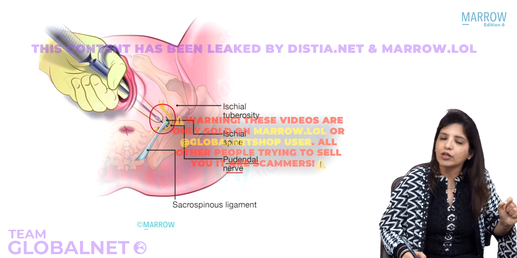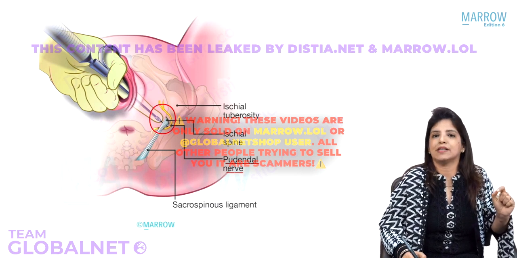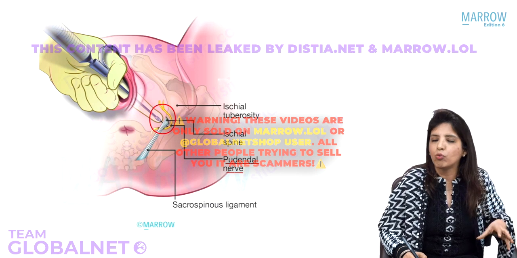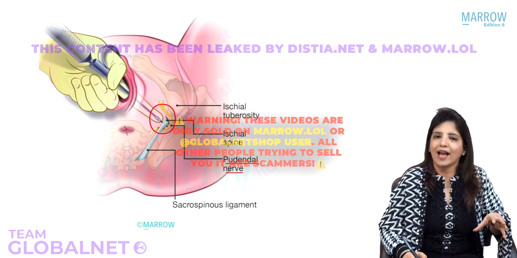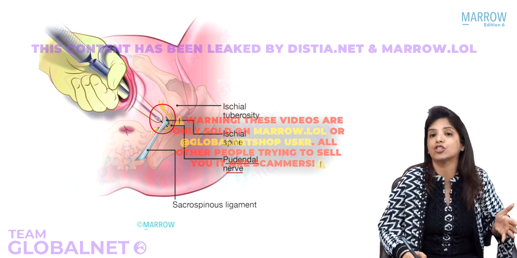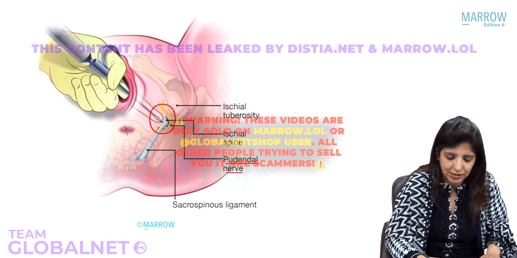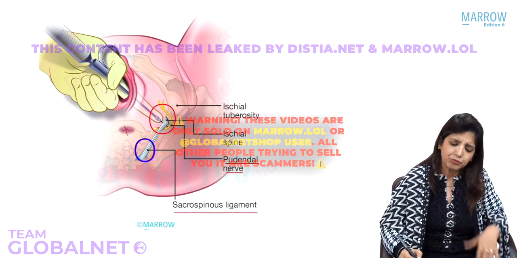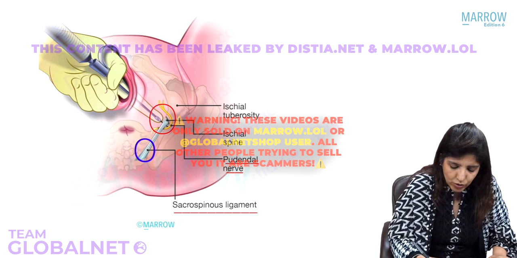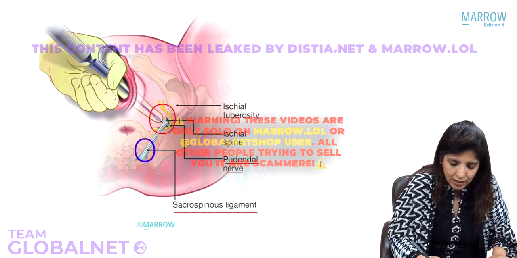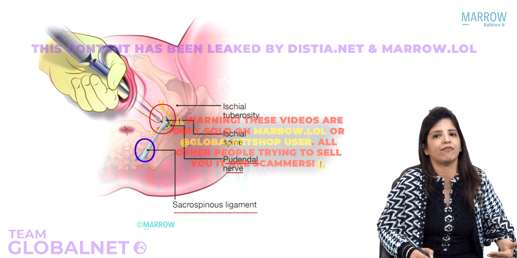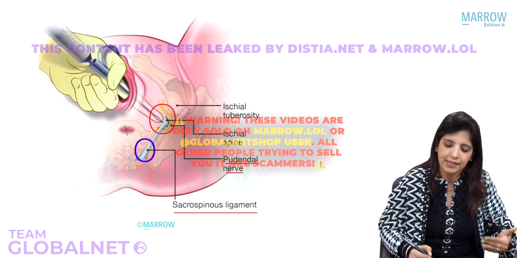So the site for giving pudendal nerve block is always the ischial spine. Now, since we are looking at this image, I also want you to understand, can you see a ligament which is attached to the ischial spine? That is the sacrospinous ligament. So common sense tells me that if I have to enter into the pudendal nerve, I will have to pierce which ligament? I will have to pierce the sacrospinous ligament.